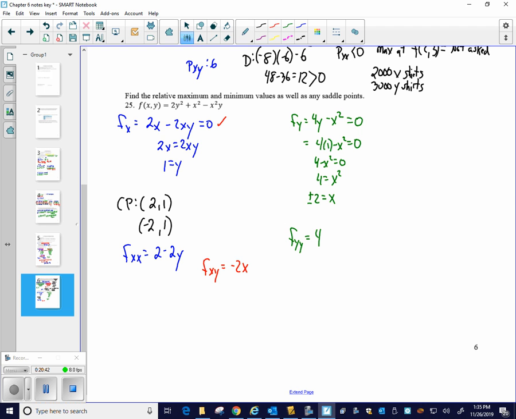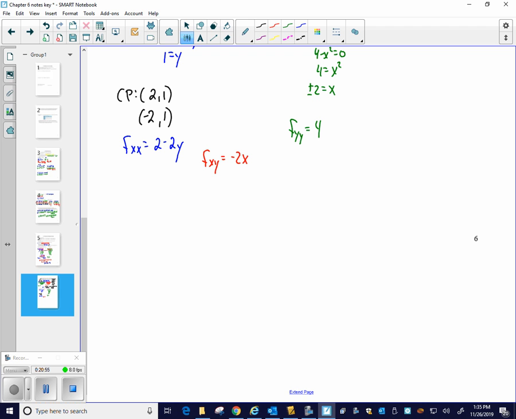Now this is different in the fact that I still have variables left over in these, so I actually have to plug in the critical points in order to find this. A lot of people make a chart out of this, which you can do. I'm going to show you what I mean by that. So this is our D chart. We're going to have our critical values: 2, 1, and negative 2, 1.